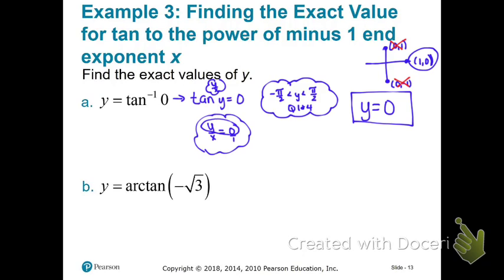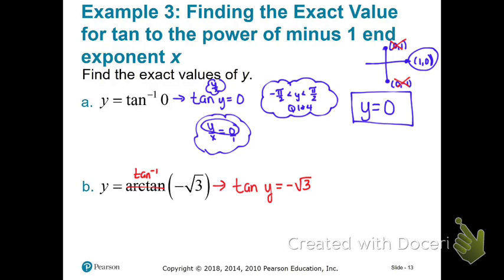All right, so going on for B. B says y equals arc tangent of negative square root of 3. What does that arc mean? It's the same thing as the inverse. So let's go ahead and take the inverse. So tangent of y is equal to the negative square root of 3.